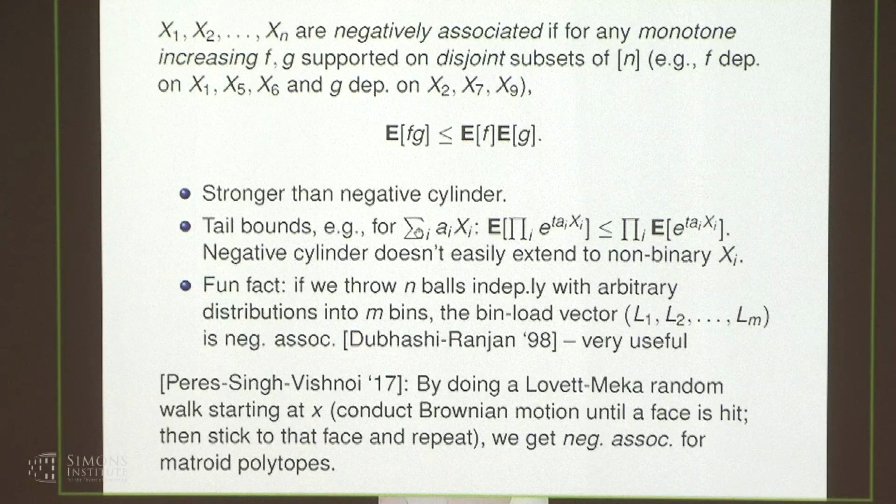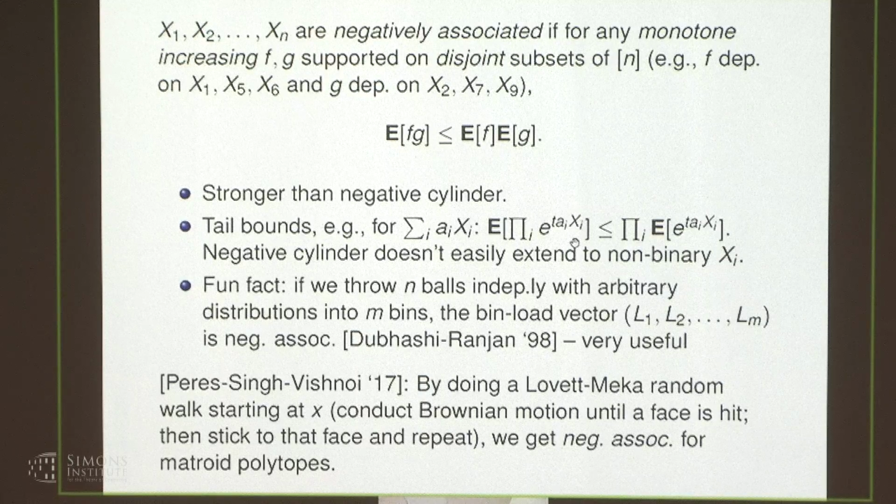So suppose you have, let's say, a non-negative linear combination of the xi's. Since the exponential function is monotone, a very simple induction immediately tells you that the function we care about in Chernoff-type bounds, the left-hand side, the expected value of the product of e to the t ai xi, where t is some real number, by negative cylinder, we immediately get this inequality. It's less than or equal to the product of the expectations, which of course makes calculations very simple, right? And again, negative cylinder doesn't hold here if the xi's are non-binary.